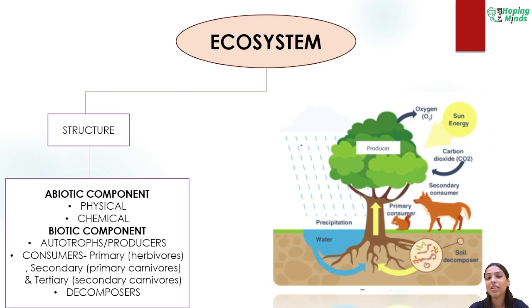Consumers. Consumers could be of three different types: primary consumers, secondary consumers, and tertiary consumers, depending on what such a consumer consumes. If the consumer is consuming merely plants, it's called a herbivore, like a cow.